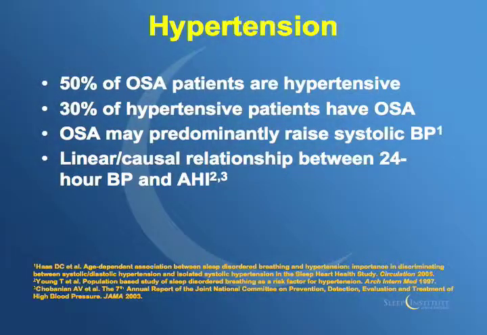So now I'm going to switch gears a little bit and talk about the different cardiovascular problems that occur, or risks of. And the main one is hypertension. We see 50% of OSA patients are hypertensive, and 30% of the hypertensive patients have sleep apnea.